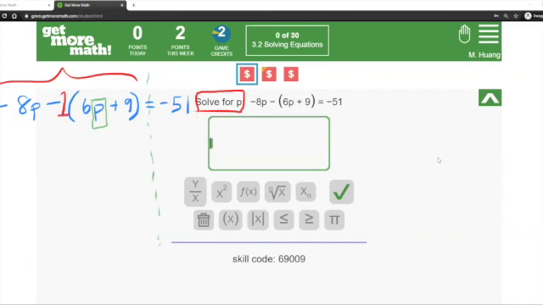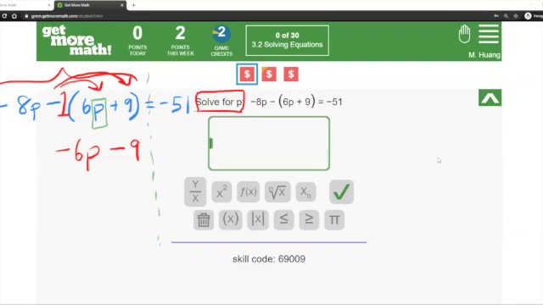The 1 is not there because technically it doesn't need to be. But if you add a 1 there, it's going to help you understand what you need to distribute. We're going to take -1 times 6p. So that gives me -6p. We're going to take -1 again times +9, and that will give me -9.